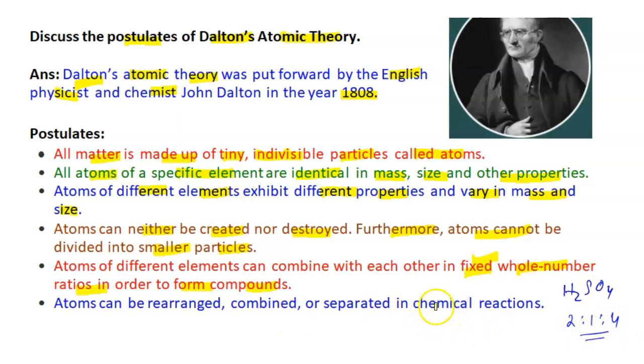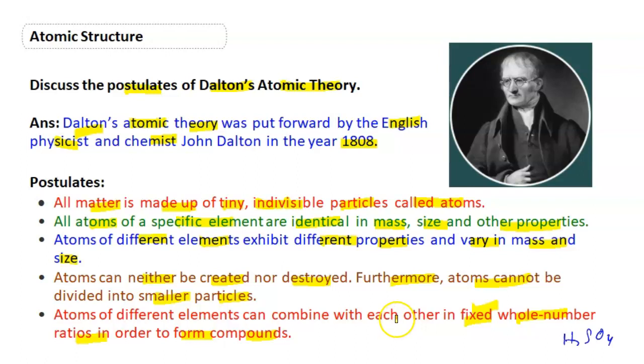Then the last postulate says how a chemical reaction takes place. A chemical reaction takes place by the rearrangement of atoms, combination of atoms or separation of atoms. That means atoms can rearrange, combine with each other or separate to give a chemical reaction. So these are the important postulates of Dalton's atomic theory.